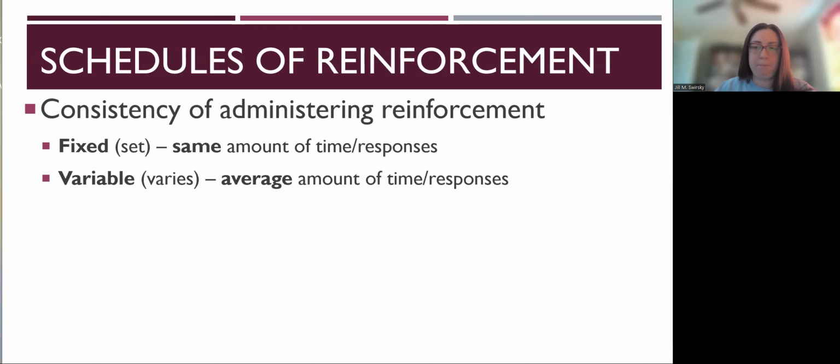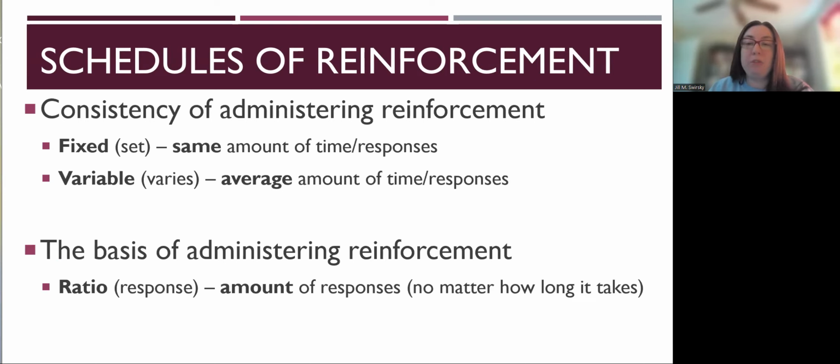We can also think about the basis of administering reinforcement, or what does it take for reinforcement to occur? In ratio schedules, it's based on the number of responses. Ratio equals responses. I think of it because they both start with R. In ratio schedules, the amount of time that goes by is irrelevant. In a ratio 10 schedule, say that child earns their candy after 10 correct responses, no matter how long it takes. It could take them 5 minutes. They could run through it very quickly, or it could take them an hour. It doesn't matter. We're just talking about the number of responses, and reinforcement is earned after that number of responses has been emitted.